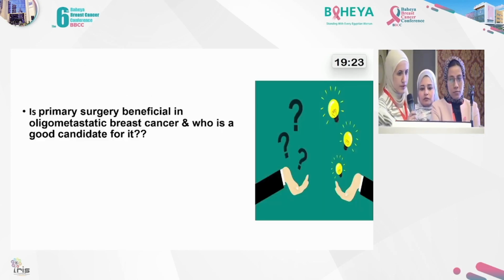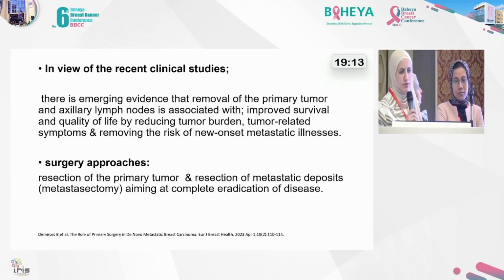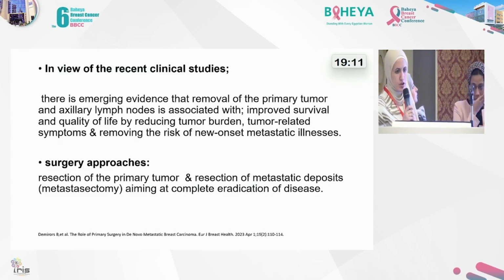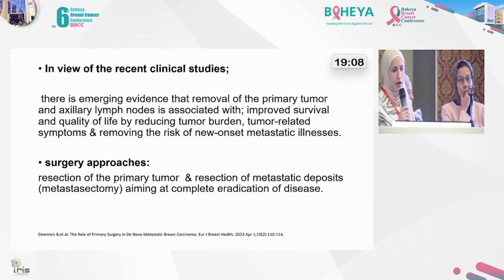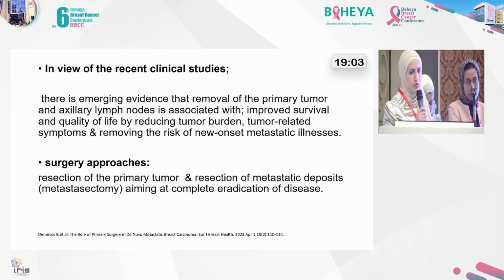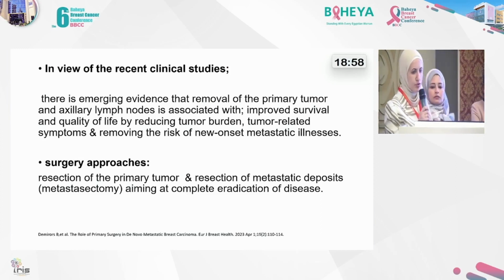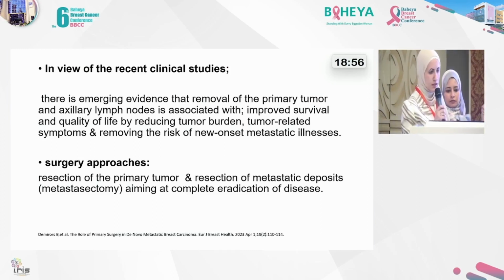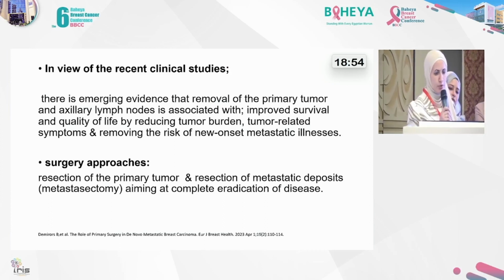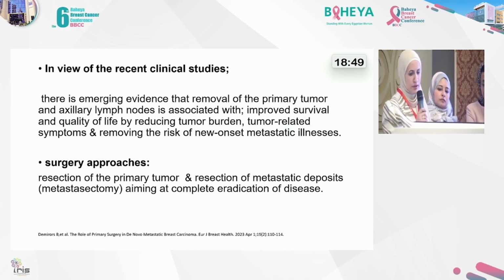Now the question is: is primary surgery beneficial in oligometastatic breast cancer, and who is a good candidate for it? In a few recent clinical studies, there is emerging evidence that removal of the primary tumor and axillary lymph node dissection is associated with improved survival and quality of life by decreasing tumor burden, tumor-related symptoms, and removing the risk of new-onset metastatic illness. The surgical approach includes resection of the primary tumor and resection of the metastatic deposit to completely eradicate the disease.